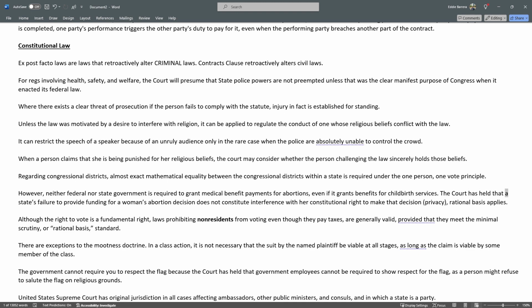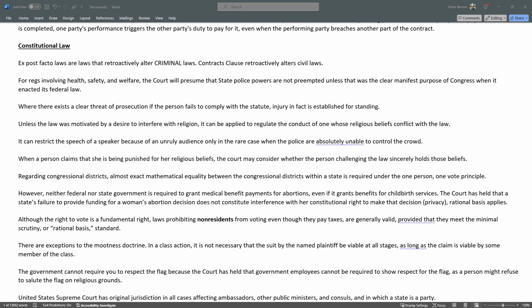The court has held that a state's failure to provide funding for a woman's abortion decision does not constitute interference with her constitutional right to make that decision. Privacy, rational basis applies. Although the right to vote is a fundamental right, laws prohibiting non-residents from voting, even though they pay taxes, are generally valid, provided that they meet the minimal scrutiny, or rational basis, standard.